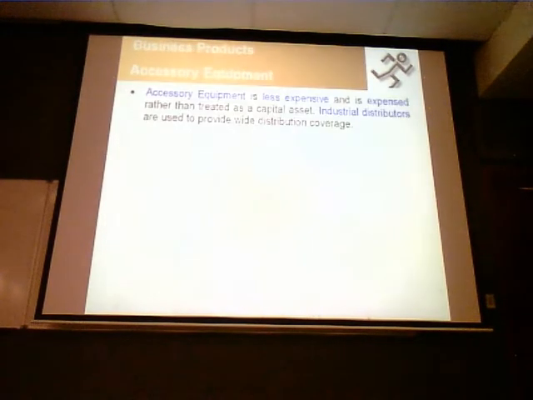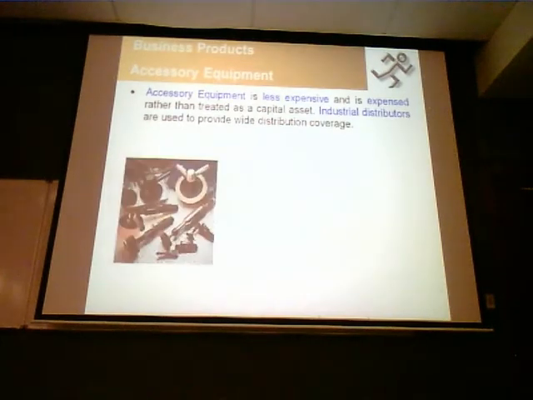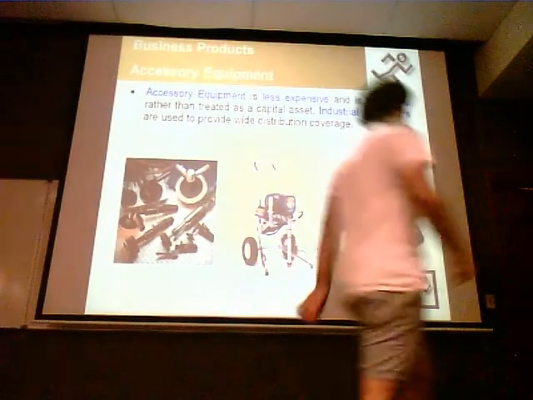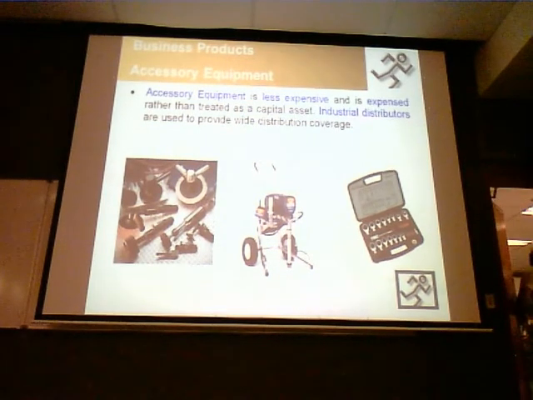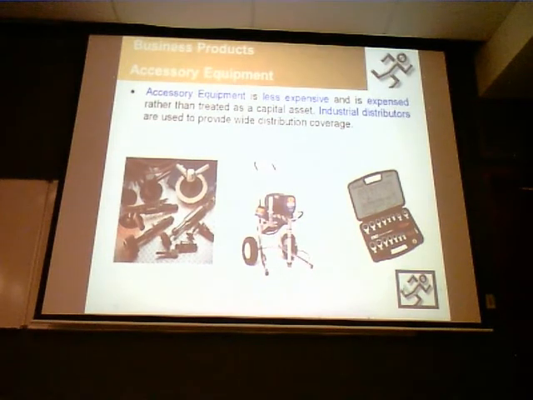Accessory equipment, like the tools that are used on a manufacturing line to make stuff. So, you know, drill bits and grinders and spray painters and these sort of accessories. It doesn't need a lot of personal selling. You just use industrial distributors or wholesalers to get them out into the marketplace.